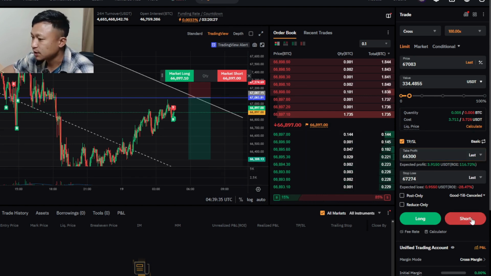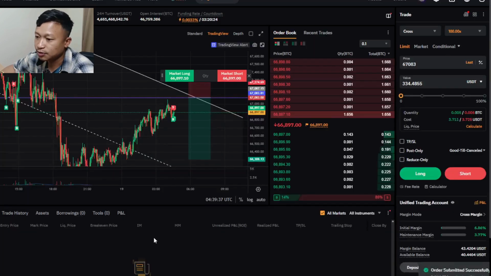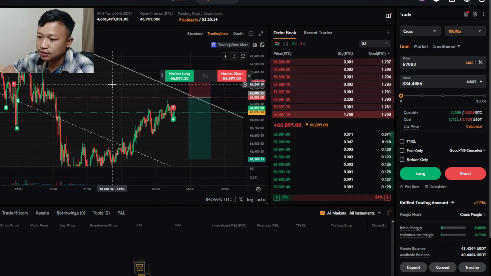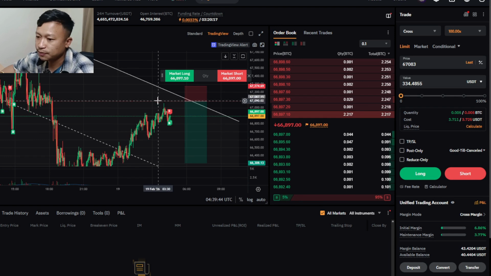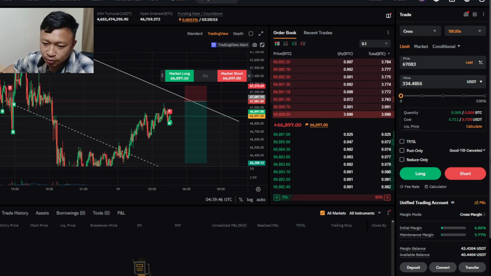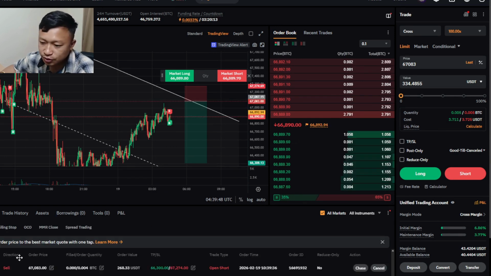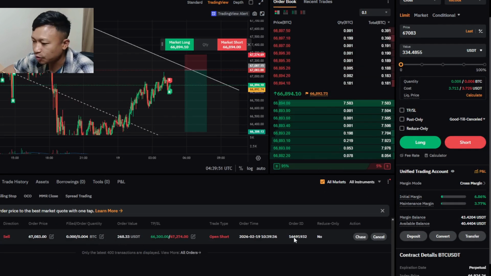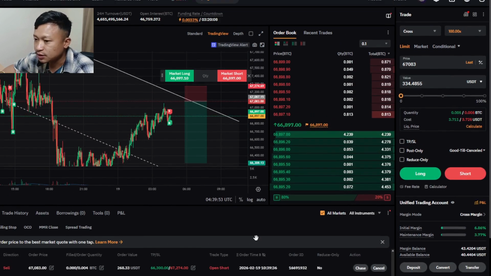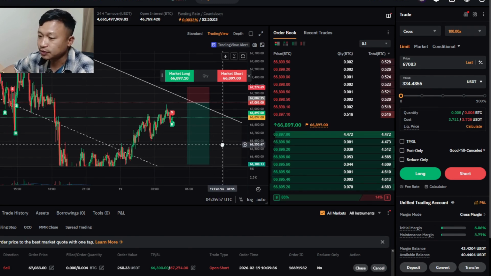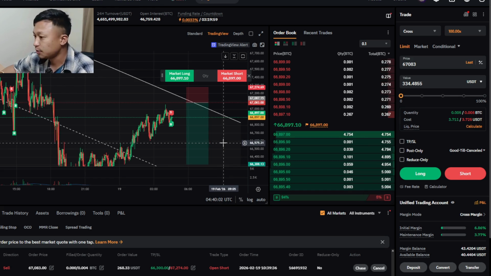So you can set your limit orders. The limit order is being set. You can check over here, this is a limit order for you. You can check on your open order as well. It will show over here, this is your open order. This is how you are going to set your limit order entry. Previously it was a market order entry, and this is a limit order entry.